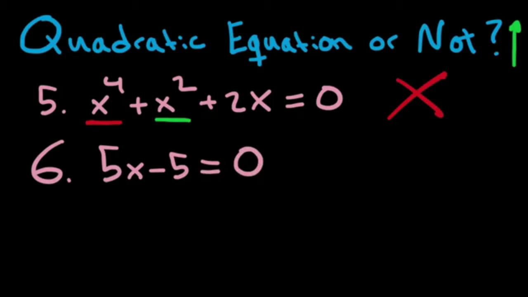Well, if we take a look here, we can actually see that we don't have a term where we have a variable raised to the power of 2. We don't have the x squared term here. And if we don't have the x squared term or a variable squared term, we know that this is not a quadratic equation. So this one is also wrong.